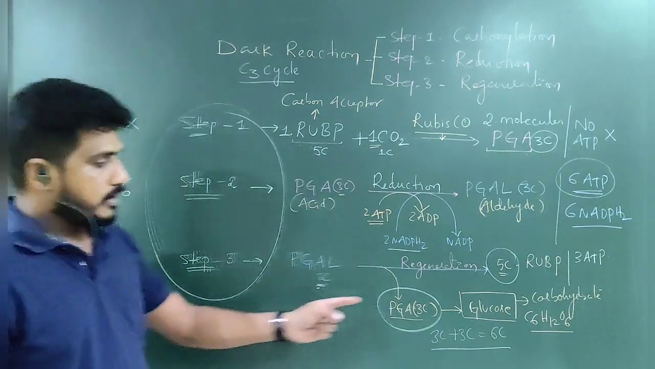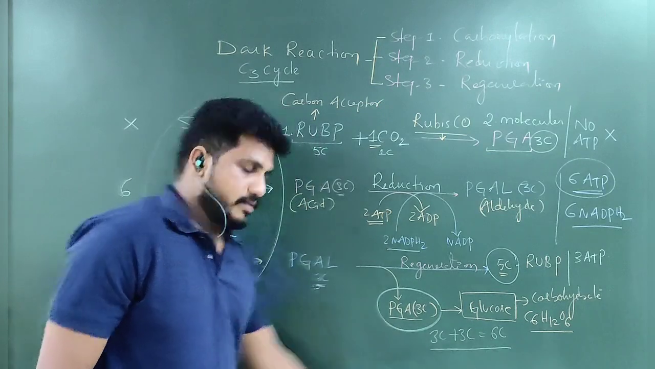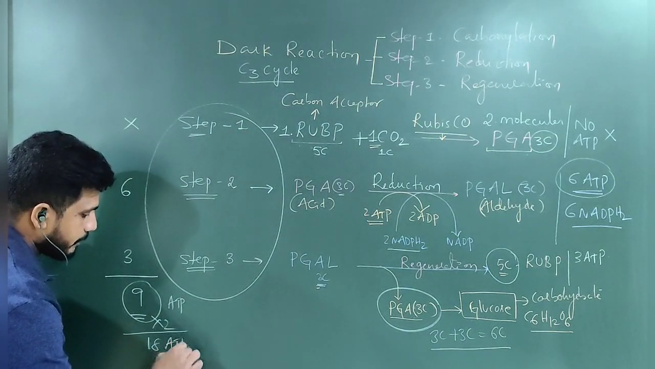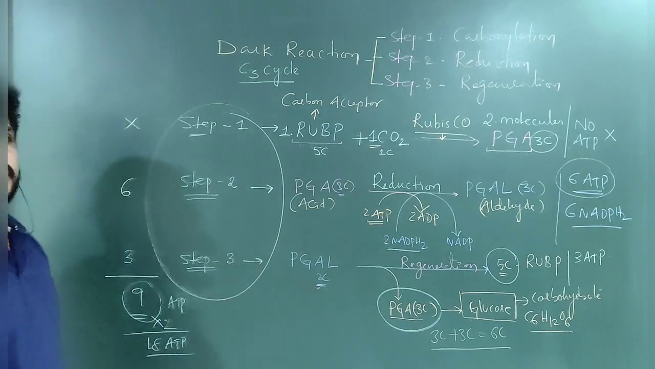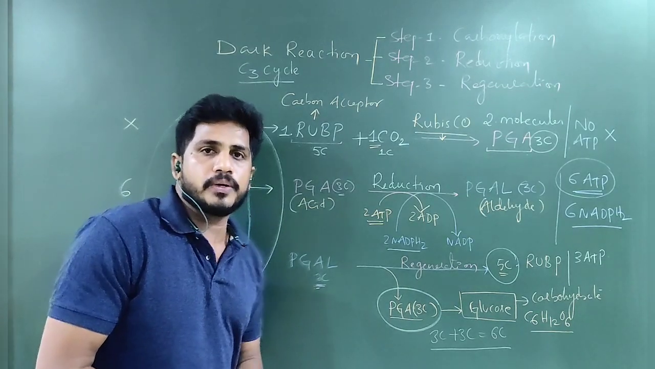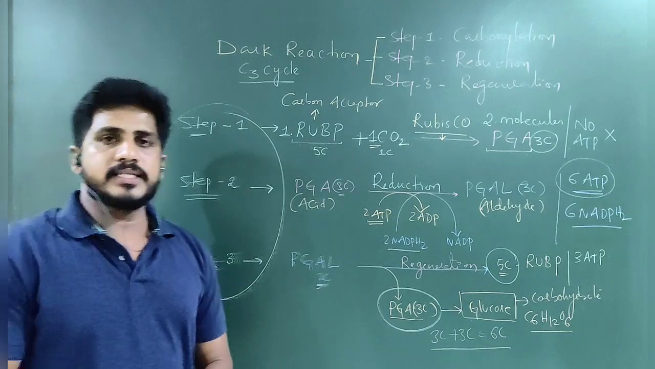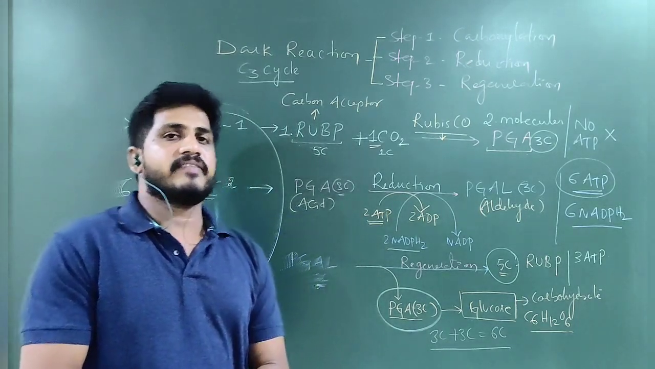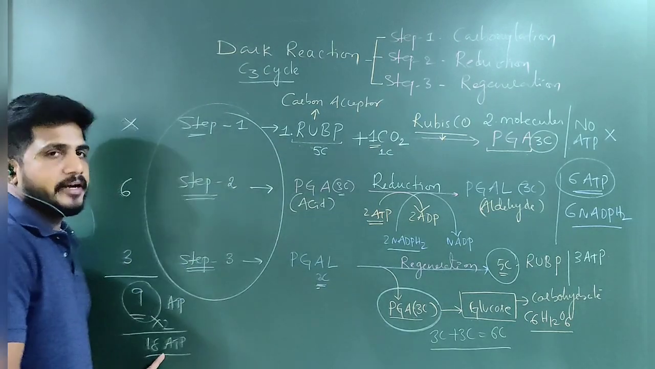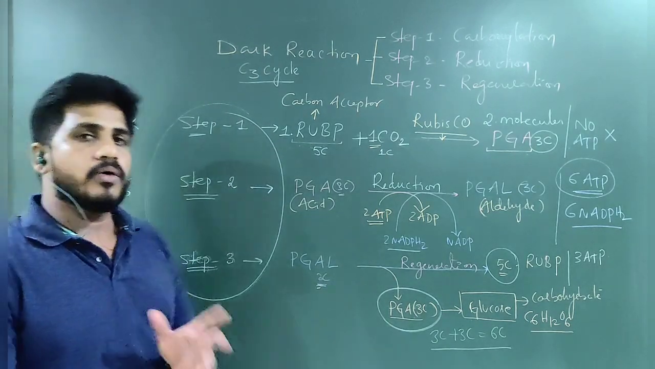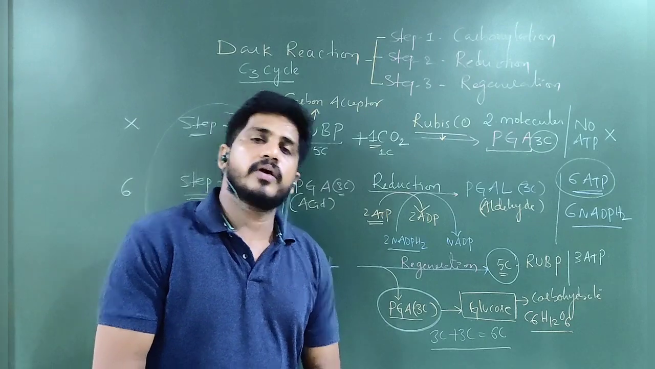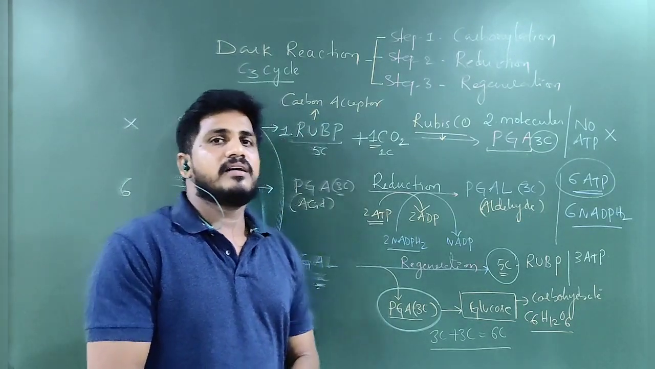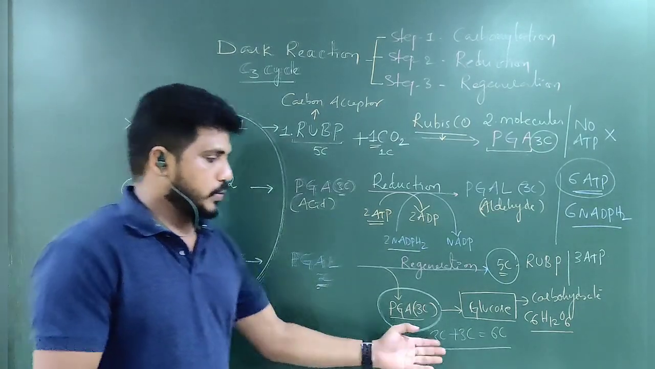Isn't it? For 6 carbon into 2, that is 18 ATP required. To form one glucose molecule in the dark reaction or C3 cycle or carbon fixation, how many ATPs are required is the question. The answer is 18 ATP. I repeat, how come this 18 ATP? Or how are these 18 ATP involved in the reaction to produce a glucose molecule?